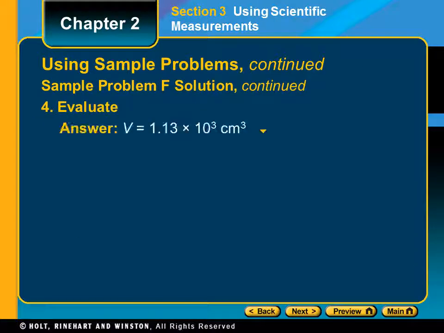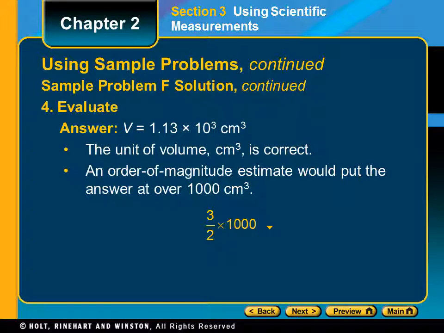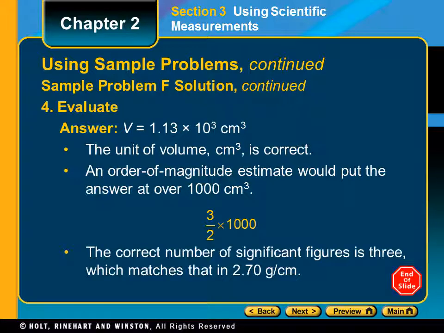Now you evaluate what you did. You have your answer. You make sure the unit of volume is correct. You can do an order of magnitude estimate of what the correct answer should be. And you can double check the correct number of significant figures and make sure that your scientific notation is appropriate.